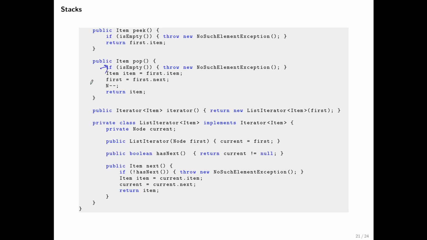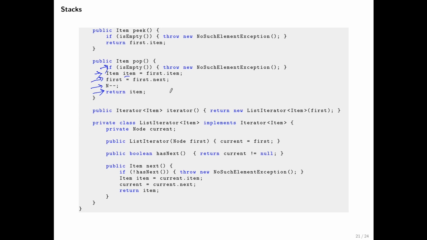But if there is something to be popped, then we get the item from the first node. Remember it in this local variable item. And then we update first by saying the new value for first is whatever the next item is. So first is first.next. Okay. And then since we are popping something from the stack, we decrement n by 1 and simply return the item that we remembered. Okay.